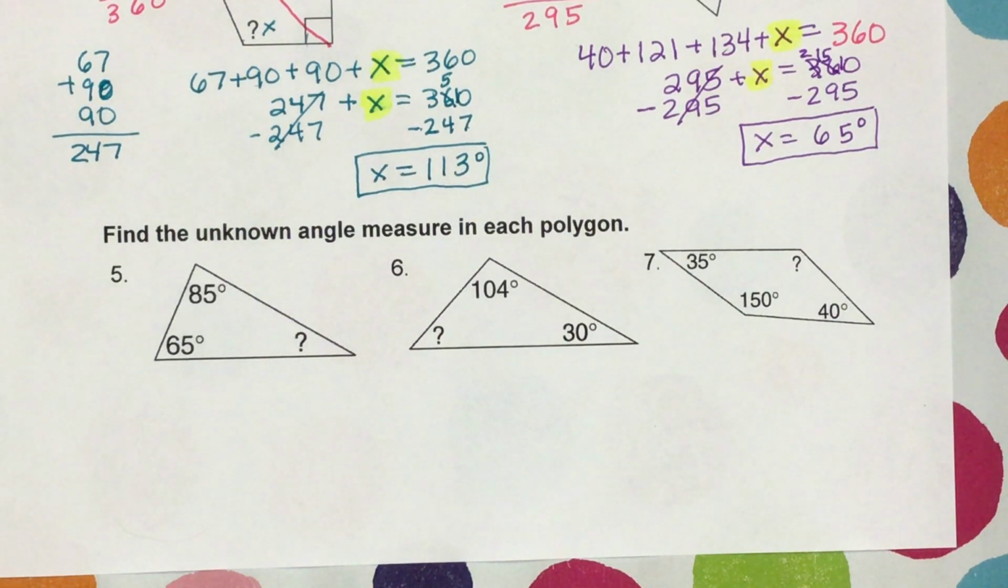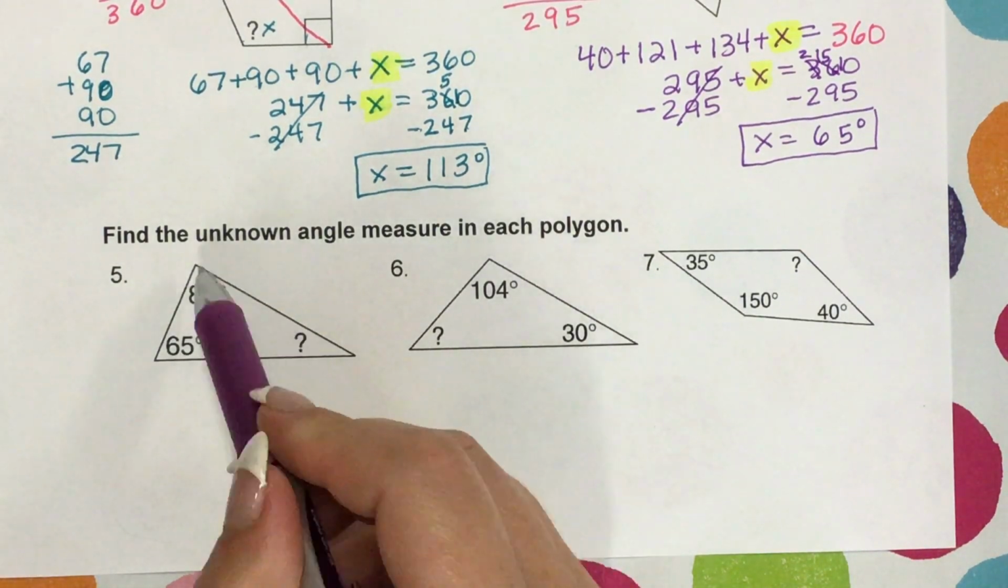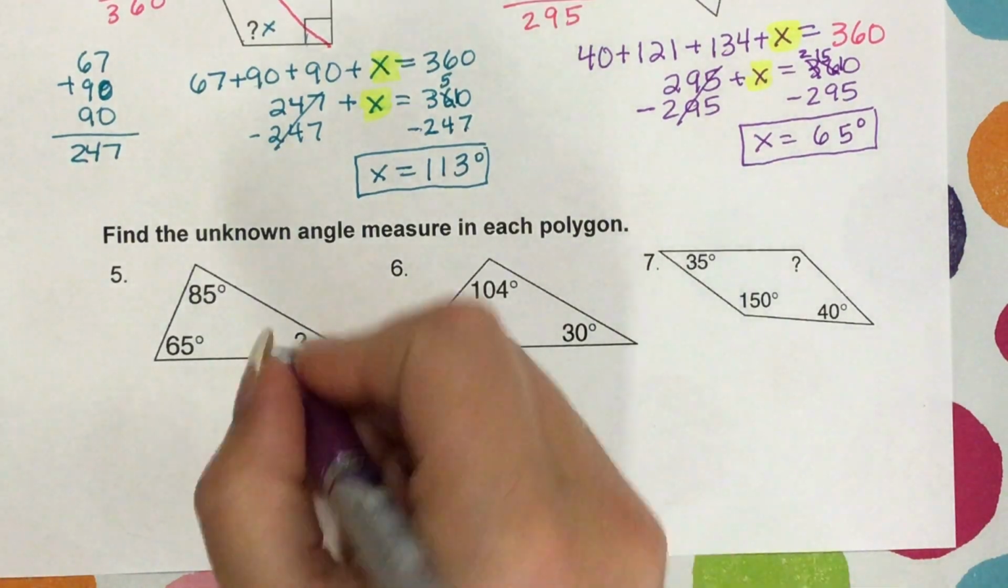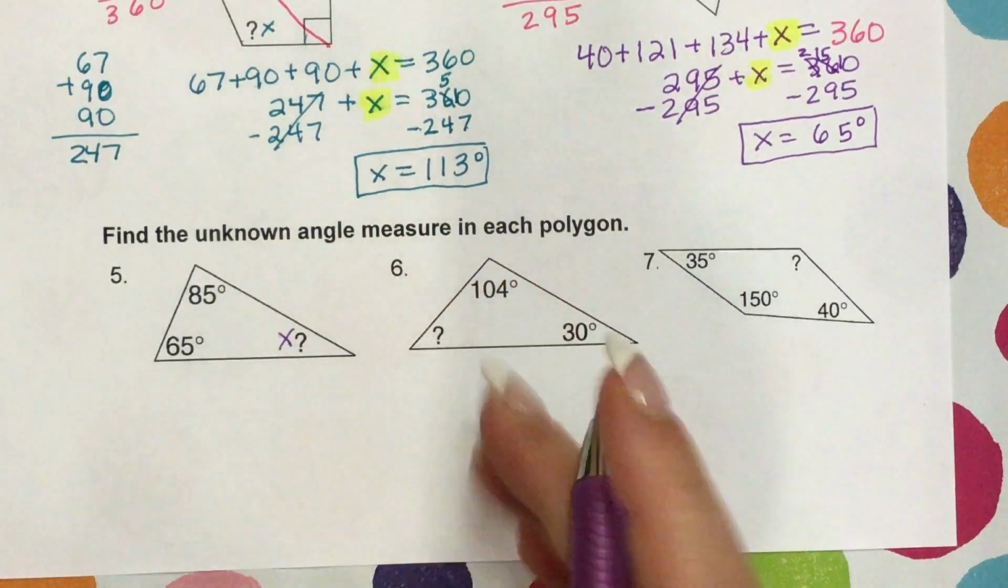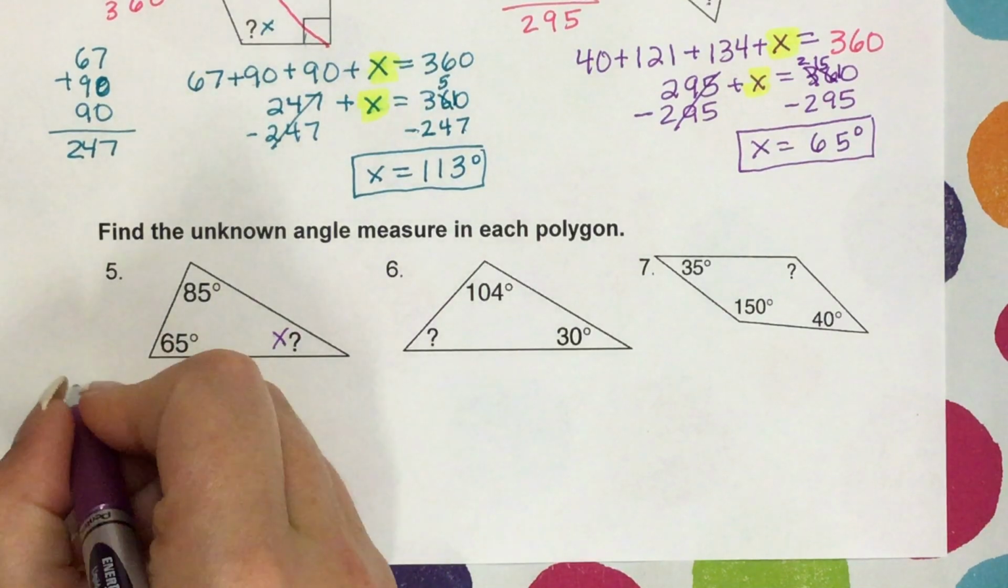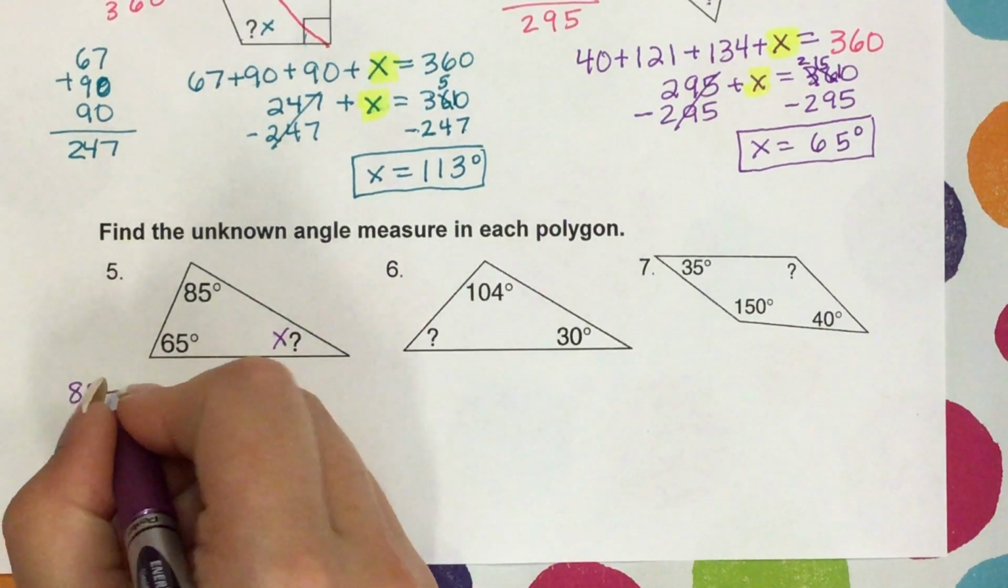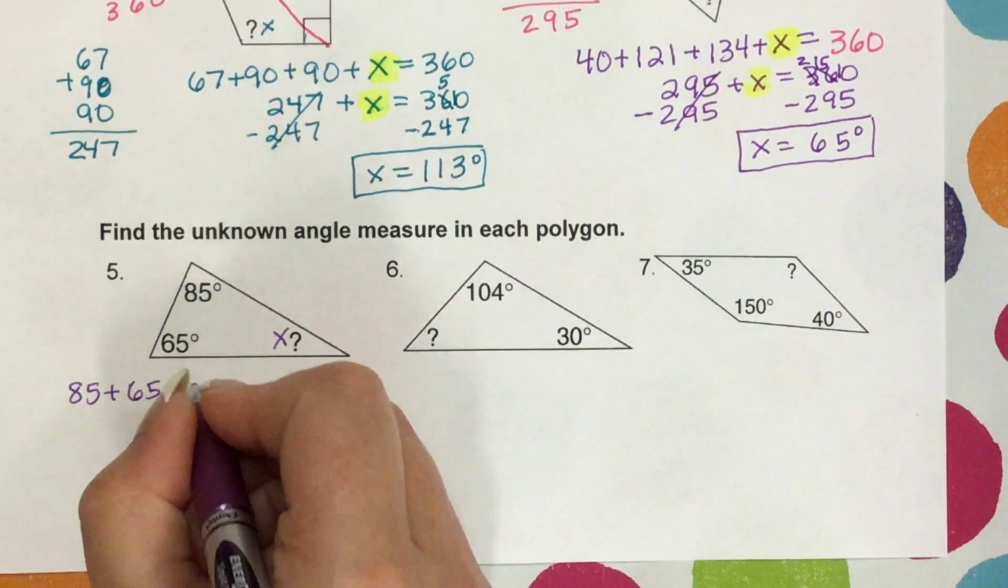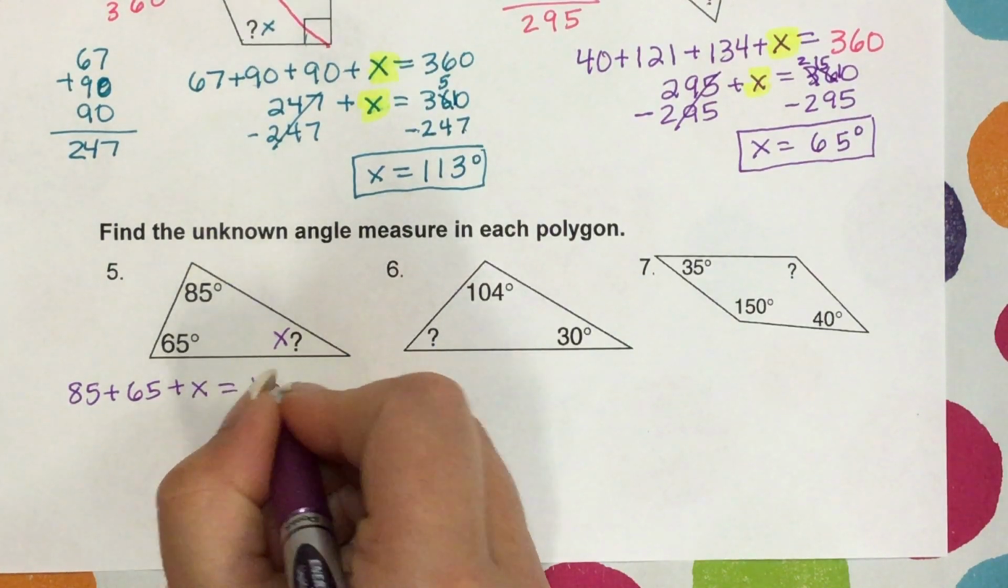Okay, we're back. Let's go ahead and see how you did on problem 5. So this is a triangle. We know that all of the measures of a triangle equal 180 degrees. I'm going to go ahead and call this x. So let's go ahead and write our equation. We're going to have 85 plus 65 plus x equals 180 degrees.